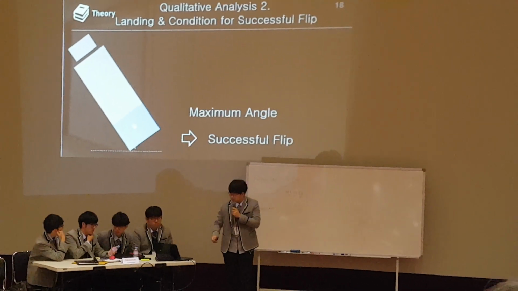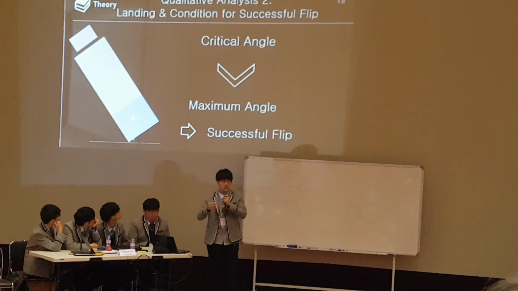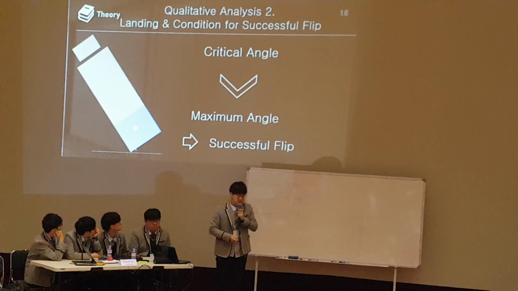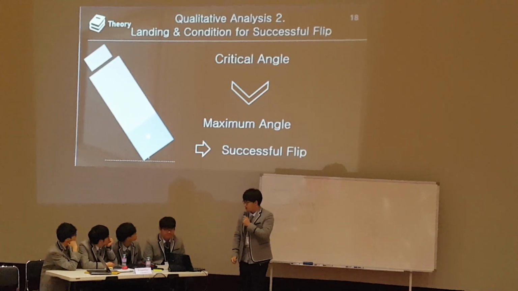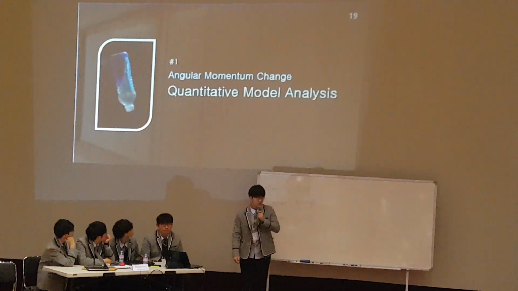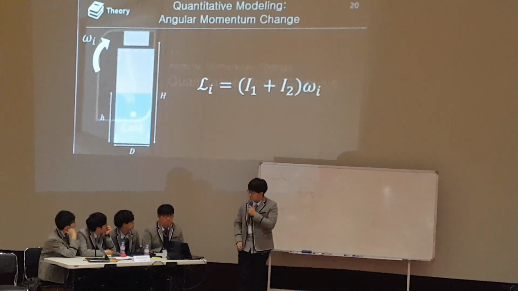So then, for the successful flip, this maximum angle has to be under a certain critical angle, above which the water bottle never will be able to stand in the upright position. So now I'll move on to the quantitative model analysis and derive some equations explaining these phenomena.